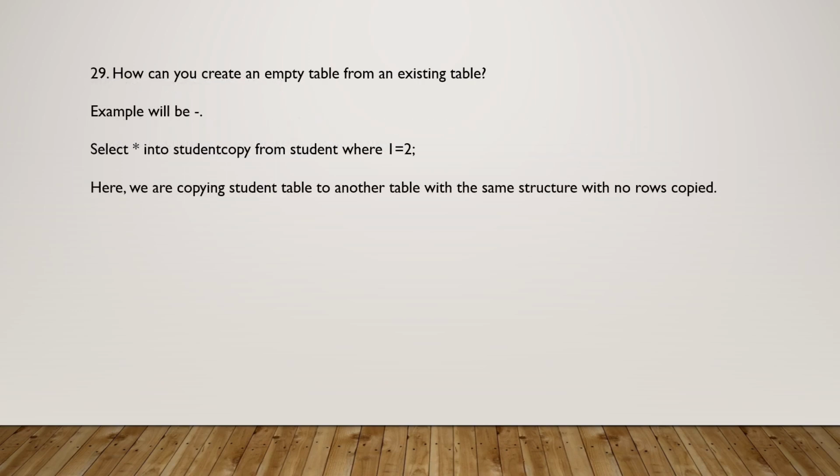How can you create an empty table from an existing table? Here is an example: select star into student_copy from student where 1 equal to 2. Here we are copying the student table to another table with the same structure with no rows copied.